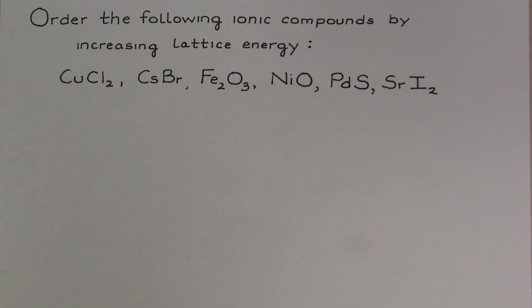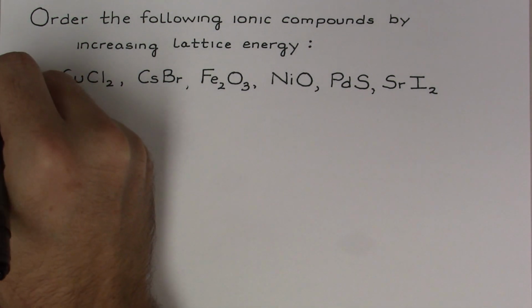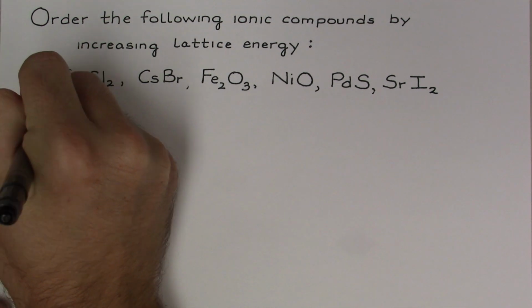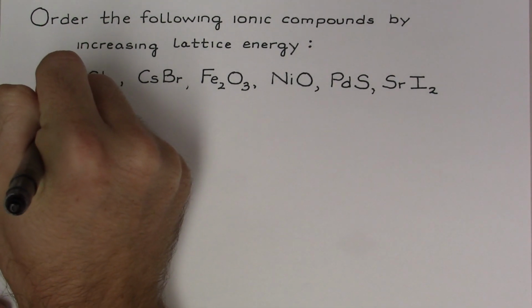So order the following ionic compounds in increasing lattice energy: copper chloride, cesium bromide, iron oxide, nickel oxide, palladium sulfide, and strontium iodide. So where do we begin?